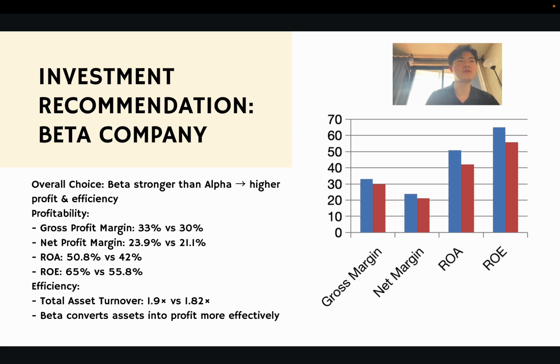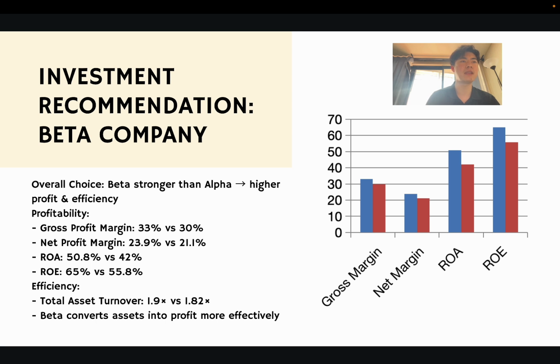If we look at return on assets, Beta has 50.9%, while Alpha has only 42%. This shows Beta uses its assets more wisely to make money. Return on equity is also higher, 65% versus 55.8%. So investors get more return from their money.